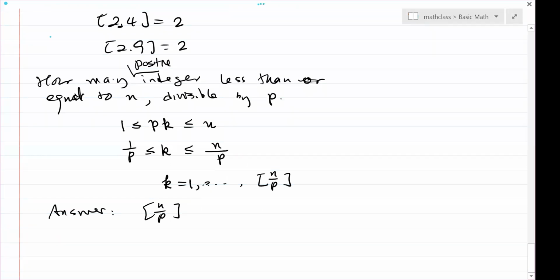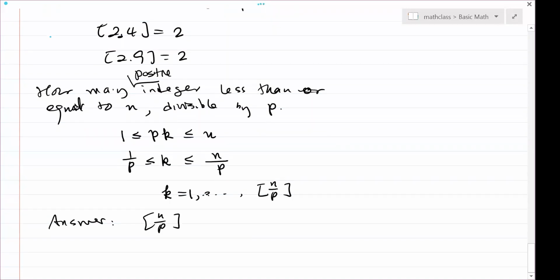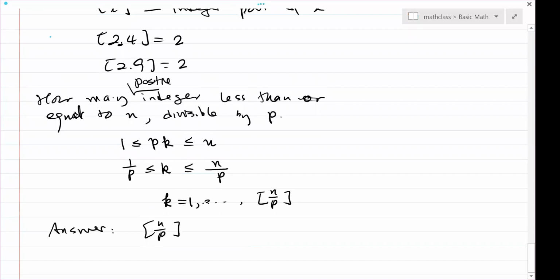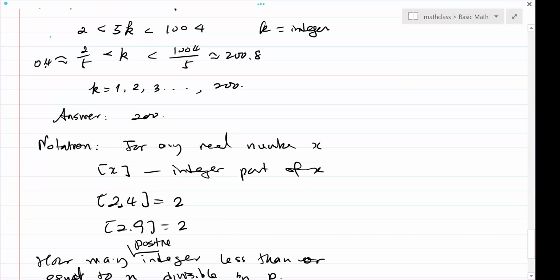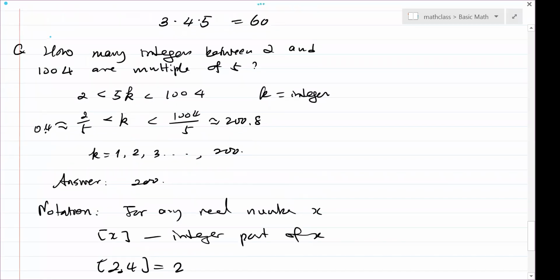And how do we get this formula? Just because we try to determine the range for k. What do you say? You don't get it? Why is it not 99? 199? Okay, let's go back. You want to find the integers which are multiples of 5. So the integer must be expressed as 5 times some integer, and this is between 2 and 1004. So you solve this inequality, and you find out k is between 0.4 and 200.8.